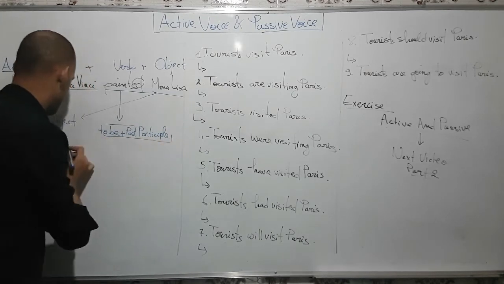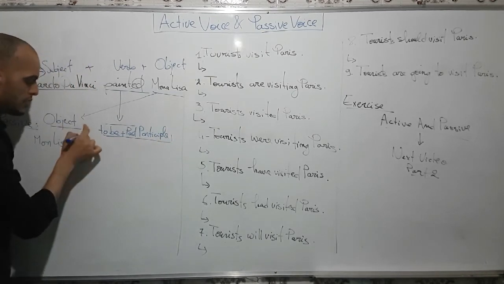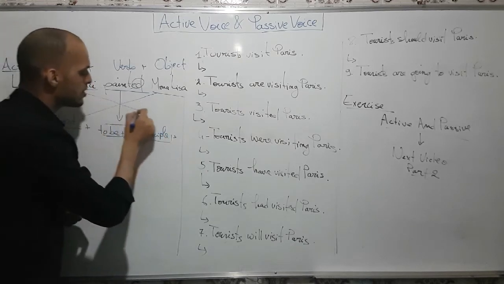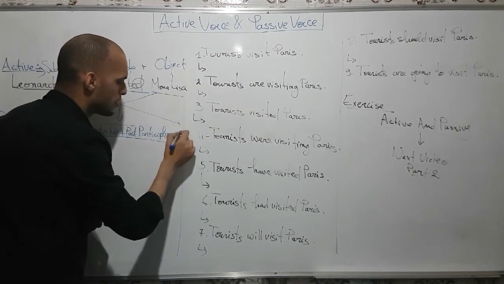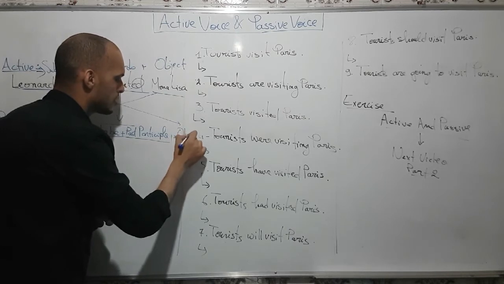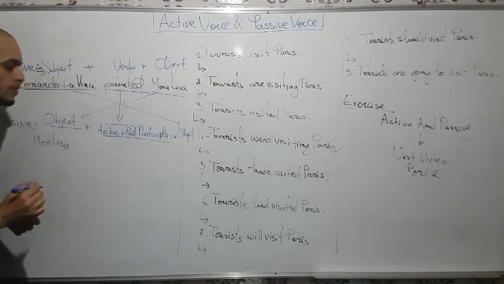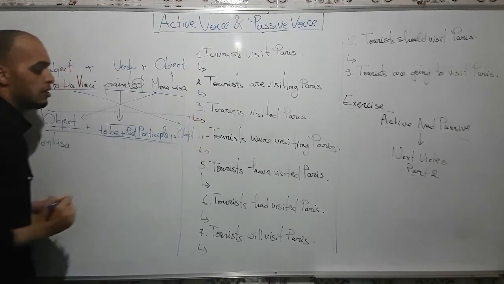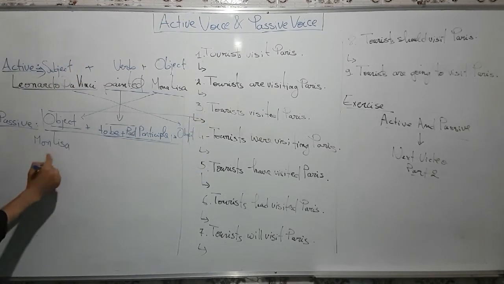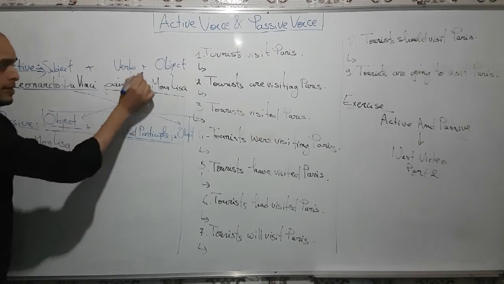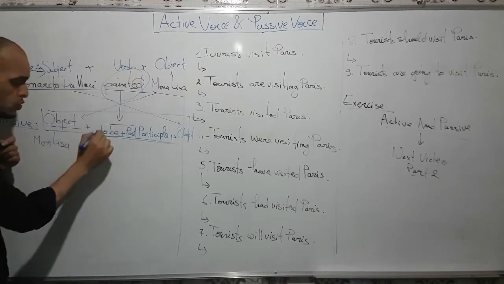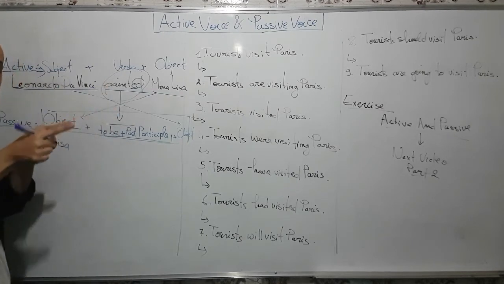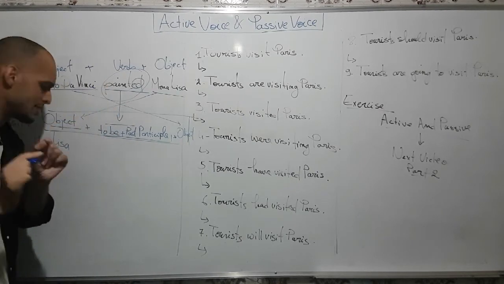This is the rule. So plus object plus to be plus past participle. Okay? Plus what? Plus object. So this is the rule of the passive. Let's work it. So, Mona Lisa painted. Painted is in the past simple. So, to be will be in the past simple. If painted is in the past simple, to be must be in the past simple.